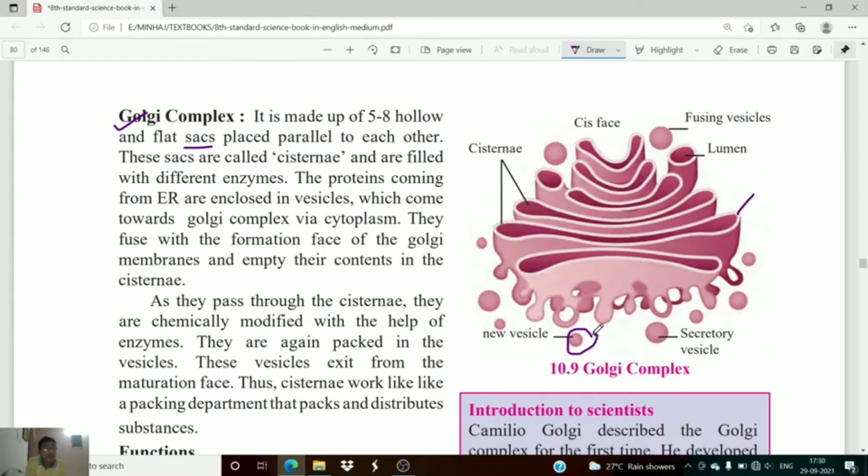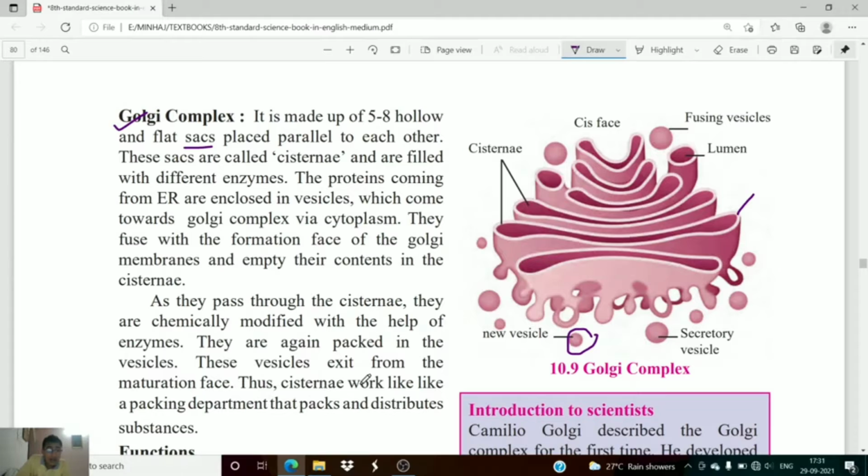They fuse with the formation phase of the Golgi membranes and empty their contents in the cisternae. So these vesicles are going to take the proteins and then provide the proteins to the Golgi complex. They are going to empty their contents, that means they are going to empty their proteins in the cisternae. As they pass through the cisternae, they are chemically modified with the help of enzymes. Then they are again packed in vesicles. These vesicles exit from the maturation phase.